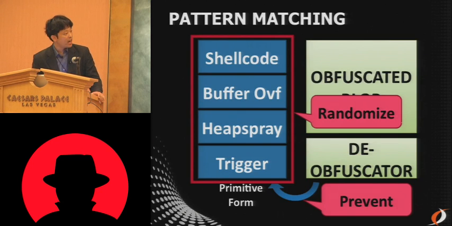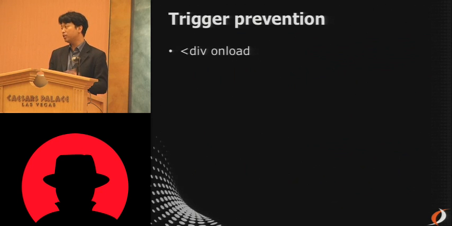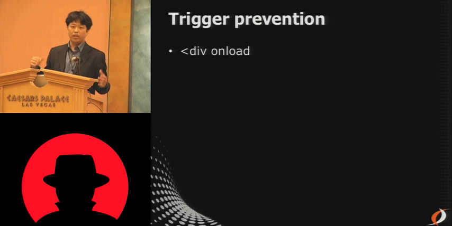Okay, and now to the latter part, which is trigger prevention. These are just some techniques, but they work very well. Div unload: setting your trigger function in div unload. Why that works is a lot of automated detection engines use JavaScript engines such as SpiderMonkey or Rhino that do not implement the DOM. And so when you're setting div unload without the DOM, it's not going to trigger.